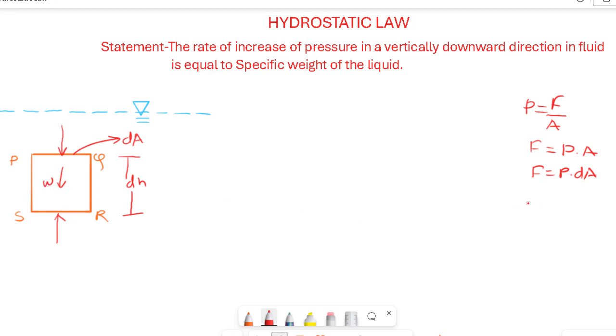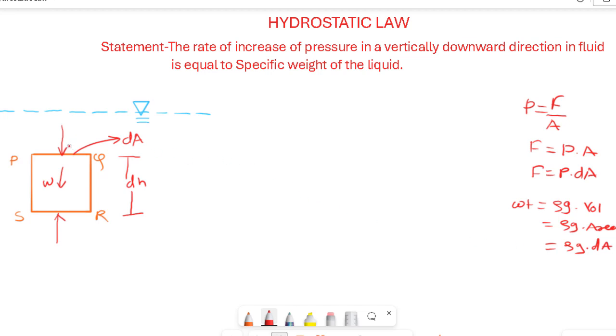Second force acting is weight of the element. Now weight of the element is given as specific weight, that is rho g, into volume. So rho g into volume, where volume is area into height. So it is rho g, area is dA and height is dH.